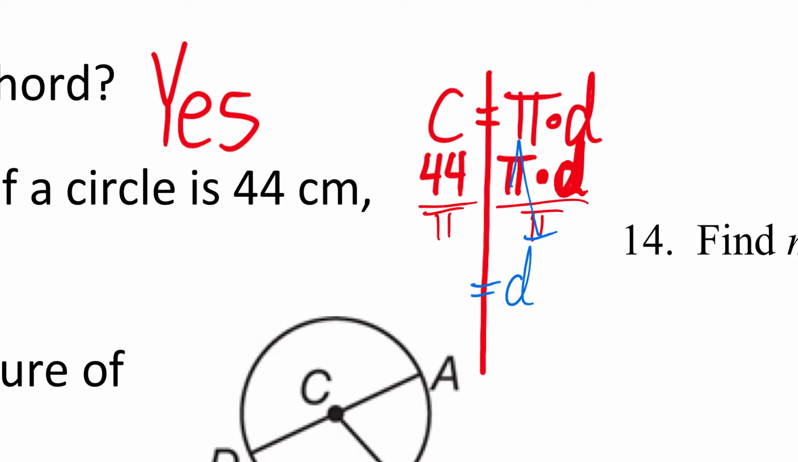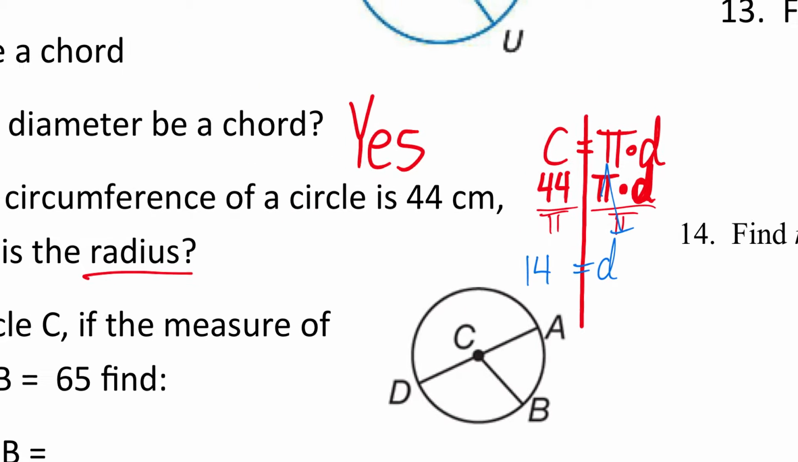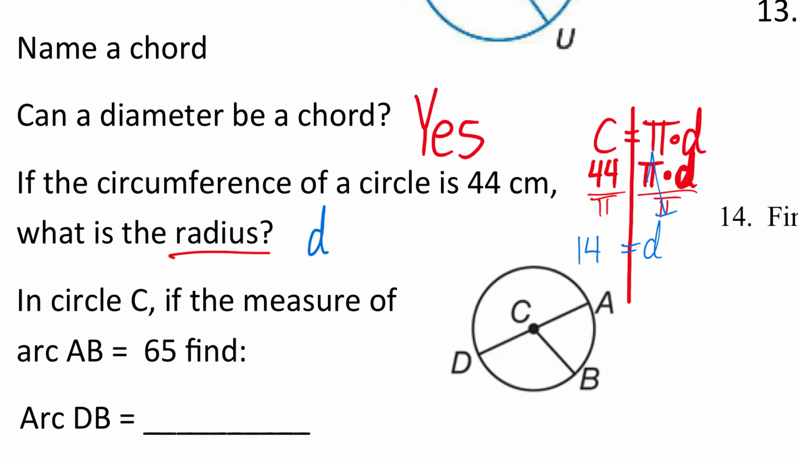Then what's 44 divided by pi? So 14.005. So 14 is good enough here. Now, the diameter equals 14. The question here is, what is the radius? So how do we find the radius from the diameter? Just cut it in half, right? So the radius for the circle would be 7 centimeters.